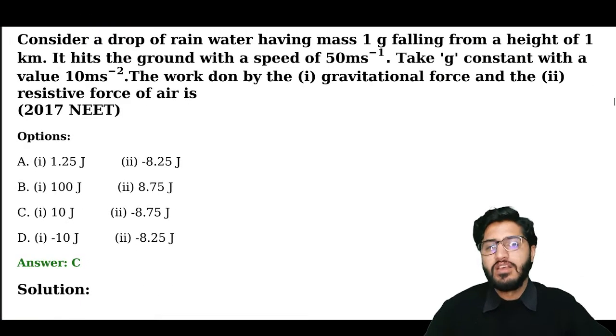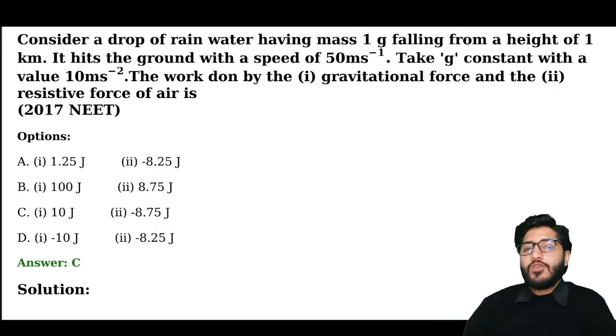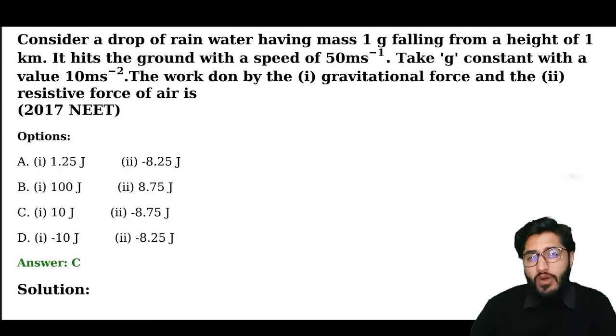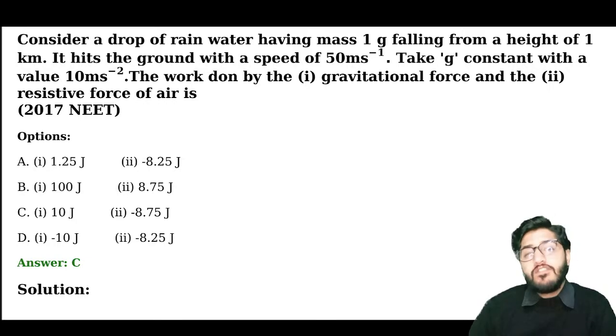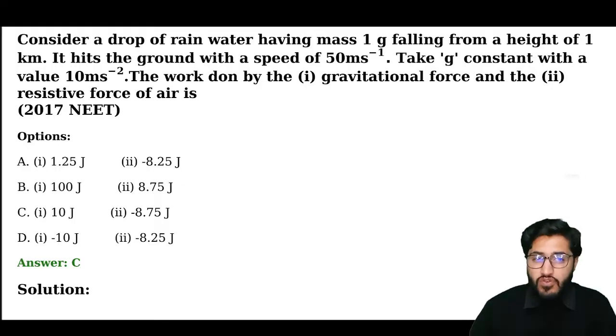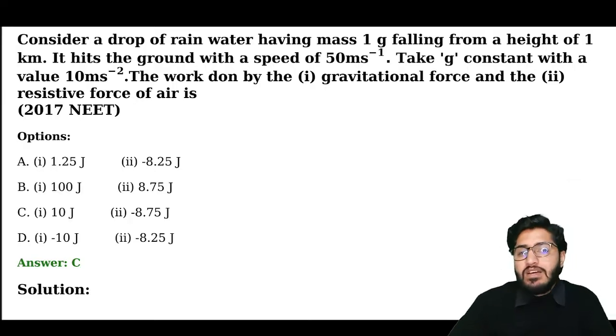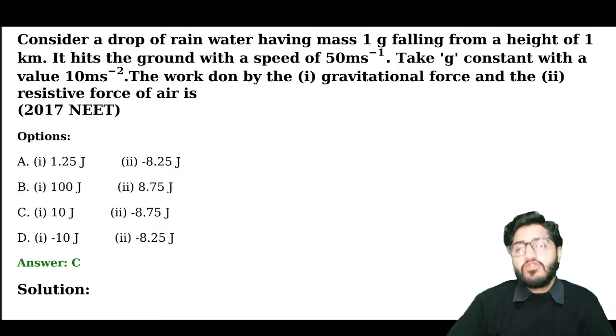Okay, so consider a drop of rainwater of mass 1 gram, that means 1 into 10 to the power minus 3 kilogram, falling from a height of 1 kilometer, that is 1 into 10 to the power 3 meters. It hits the ground with a speed of 50 meters per second. Take g with a value of 10 meters per second square. The work done by the gravitational force and the resistive force of air is? So what we have to find out is the work done by the gravitational force and the work done by the resistive force.